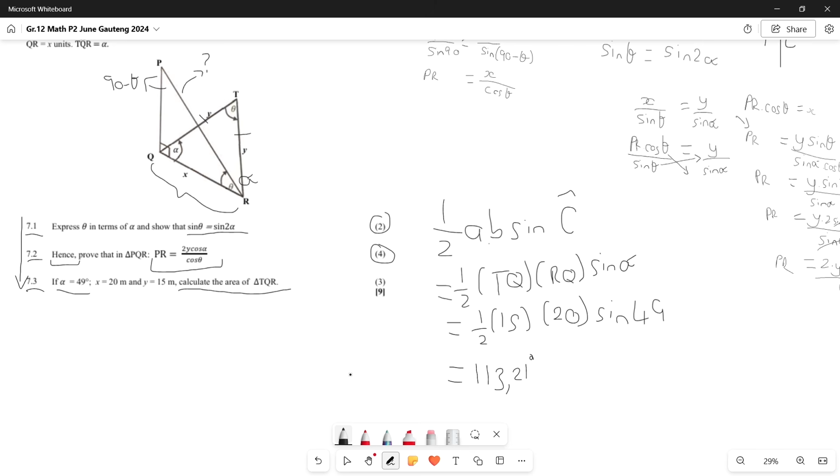And that'll be our final answer for the area of triangle TQR. Great job, guys. And that would earn us 3 marks over there, 9 marks for this whole section.